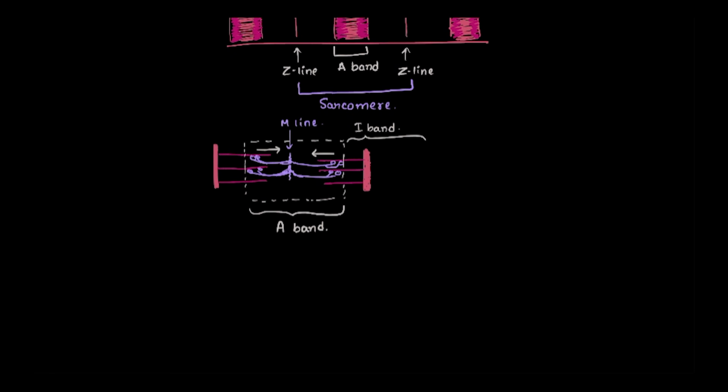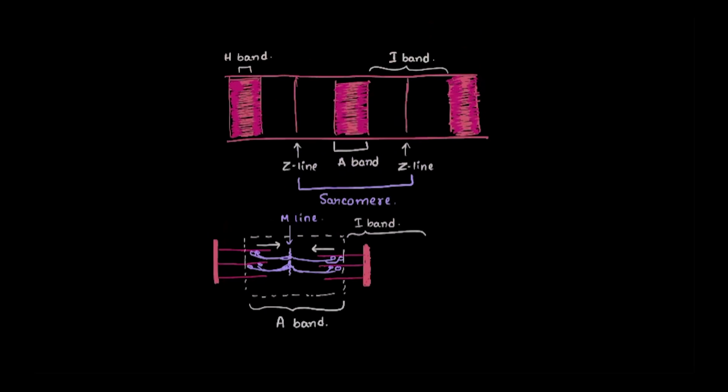So these are the different striations, and these are the different letters associated with the striations, and that's the anatomy of skeletal muscle. In another video, we are going to look at the contraction relaxation, or the sliding filament theory of muscle contraction. So that's about it.